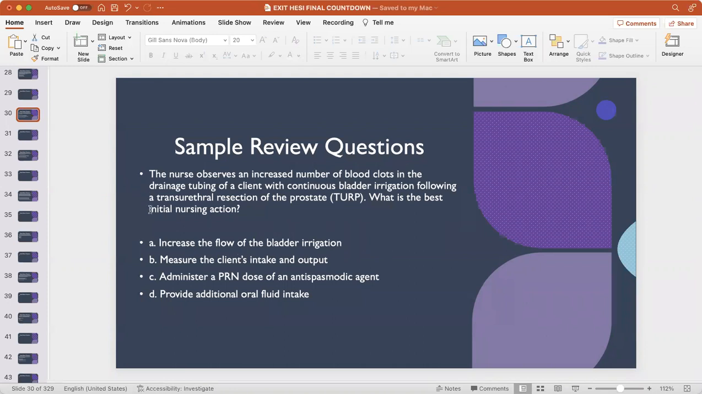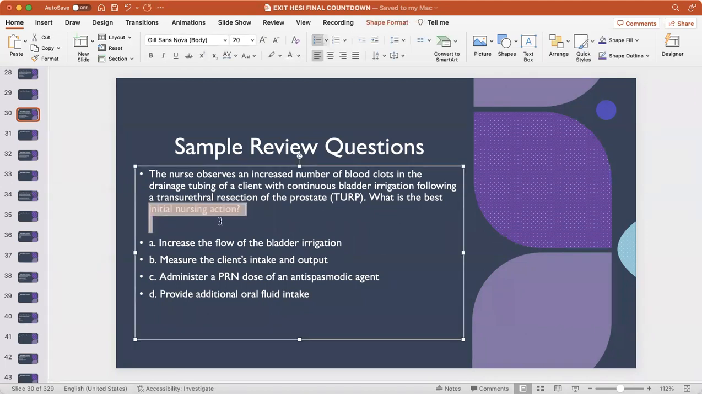I got you. The nurse observes an increased number of blood clots in the drainage tube of a client with continuous bladder irrigation following a transurethral resection of the prostate, or a TURP procedure. What is the best initial nursing action? Initial is the key word here. All right. So increase the flow of the bladder irrigation. What's that going to do? It's going to flush it out faster, at a higher flush rate.